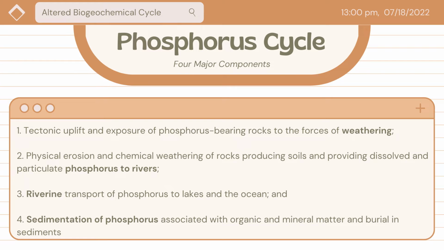1. Tectonic uplift and exposure of phosphorus-bearing rocks to the forces of weathering. 2. Physical erosion and chemical weathering of rocks producing soils and providing dissolved and particulate phosphorus to rivers. 3. Riverine transport of phosphorus to lakes and the ocean. And 4. Sedimentation of phosphorus associated with organic and mineral matter and burial in sediments.